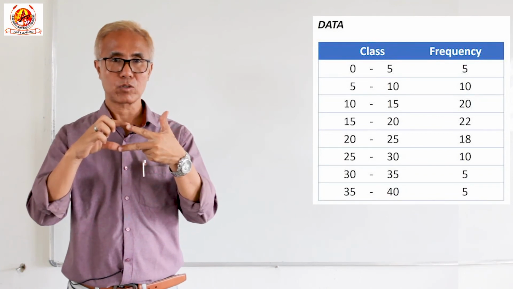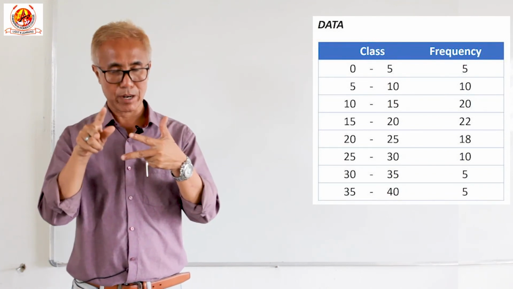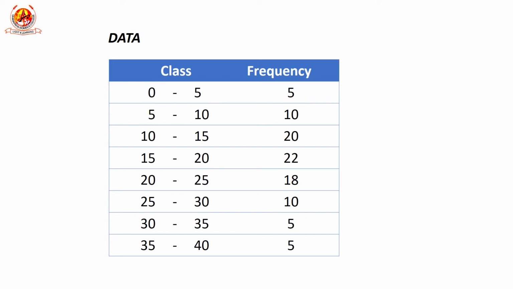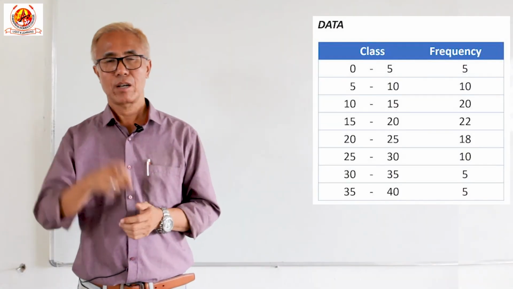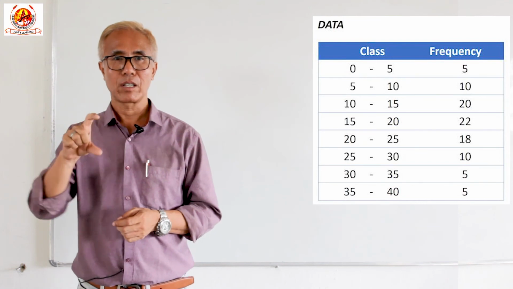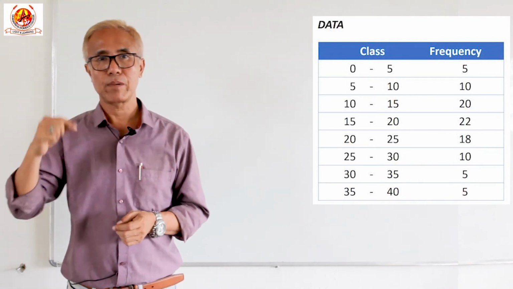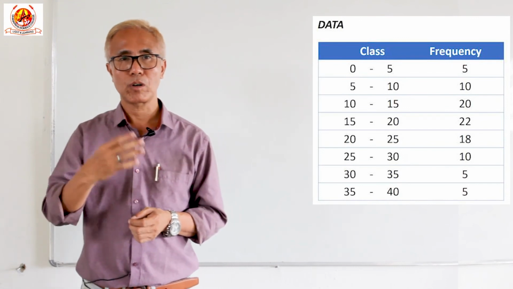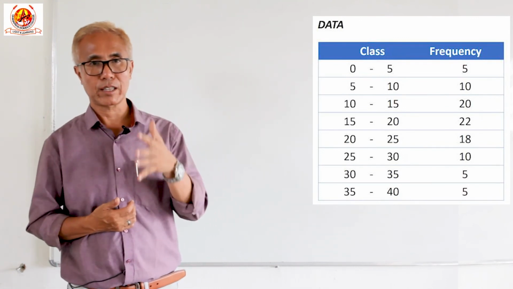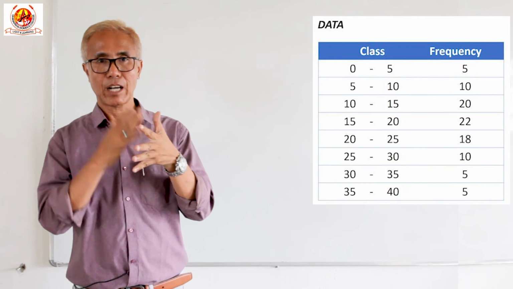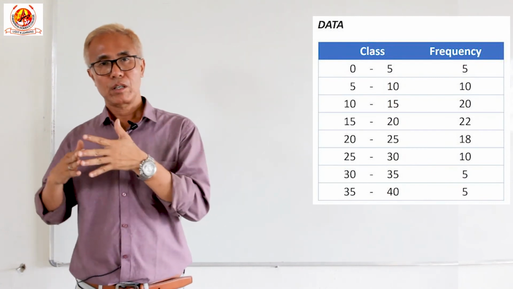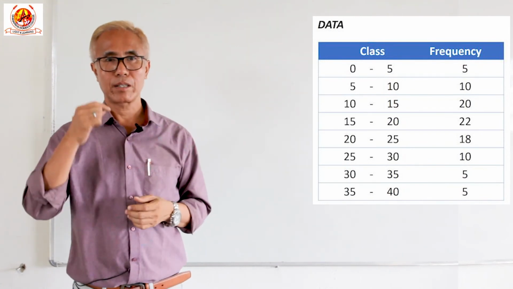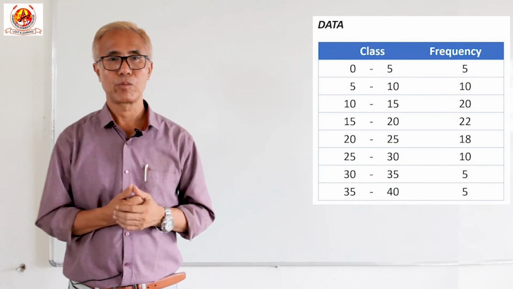So 0 to 5 is one class, 5 to 10 is one class, and 10 to 15 is one class. From these classes, the first step is to find out in which class the modal value lies. The class containing the modal value we call the modal class. And after that we will come to the derivation of the individual mode by using a formula.